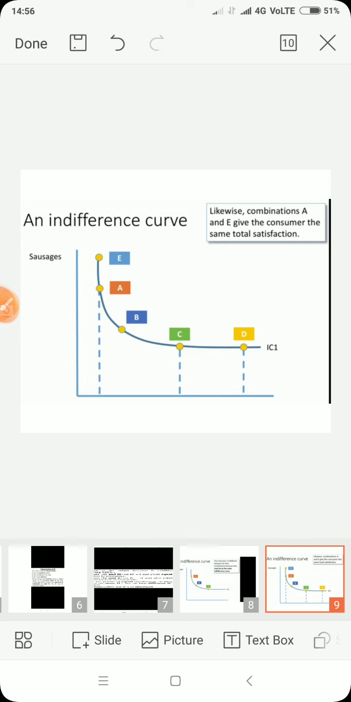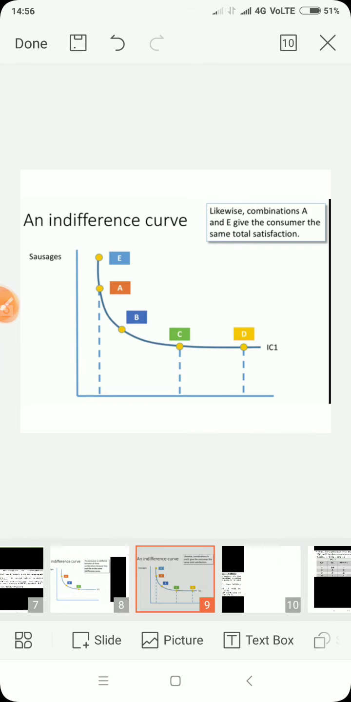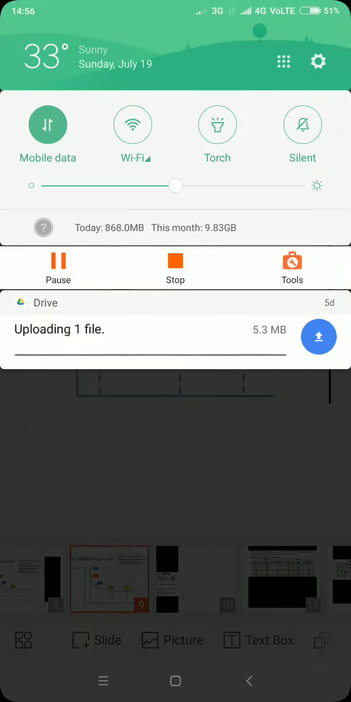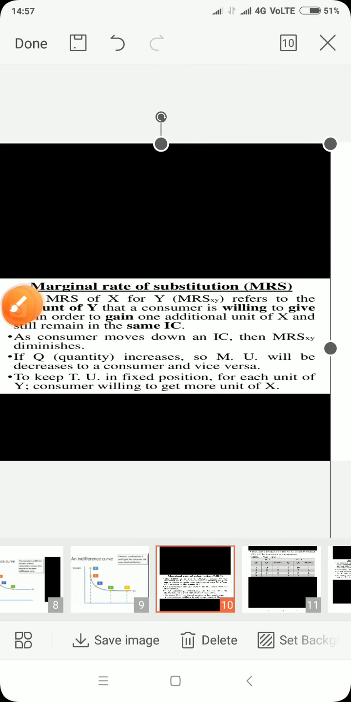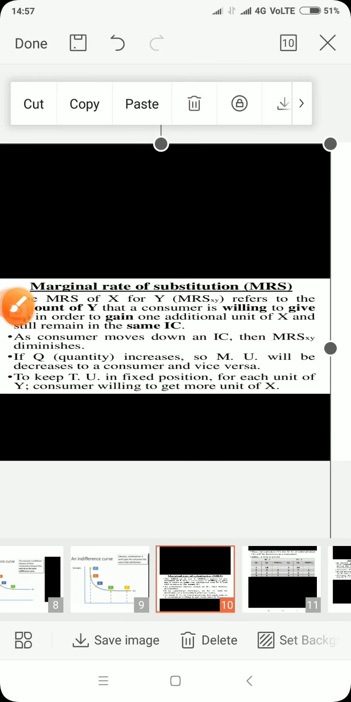So over here we can see combinations for the two commodities, apples and oranges. A consumer can get different sets of combinations, and each will give him the same level of satisfaction. Clear? So after this we have MRS. What is MRS? It means marginal rate of substitution. What is marginal rate of substitution? It refers to the amount of Y that the consumer is willing to give up in order to gain one additional unit of X. What does it mean?